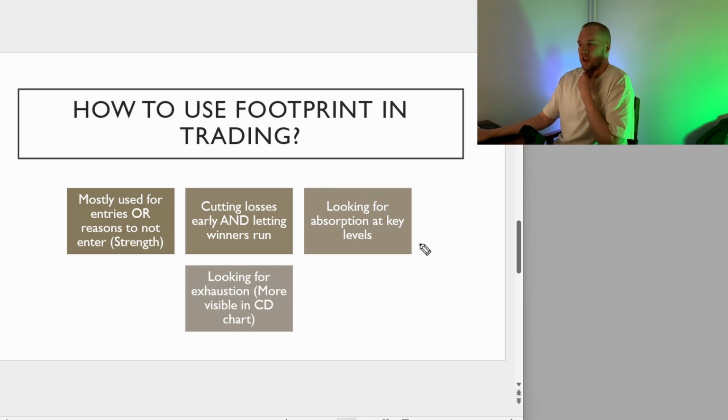And then we have looking for absorption at key levels. This could be a good way to enter the market. If you are seeing absorption from your footprint, that could be a confirmation for you to enter.